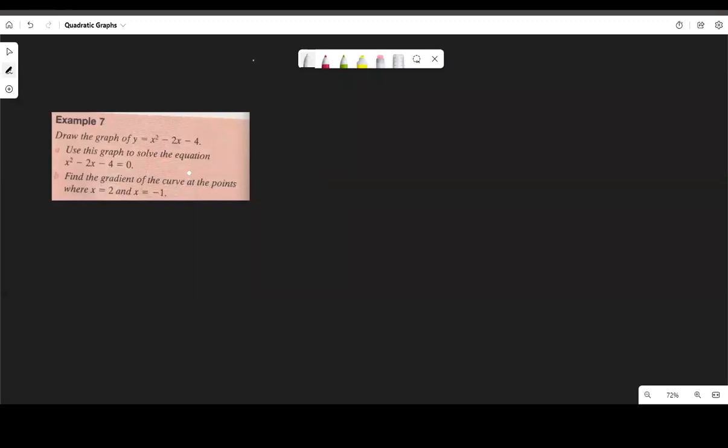So in this case, since they did not give us a range of values of x, let's just choose any range of values. I'm going to use from -2 to +4 for the range of values of x. So if my graph is x squared minus 2x minus 4, preparing my table of values, I'll have x starting from -2, -1, 0, 1, 2, 3, and 4.